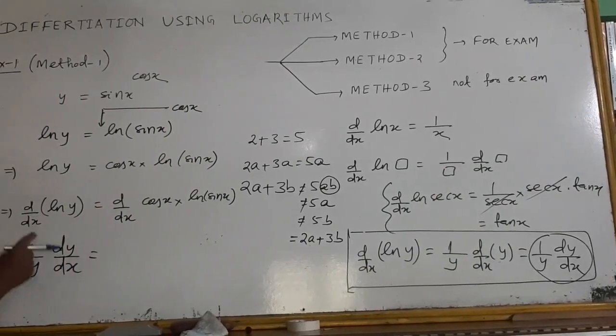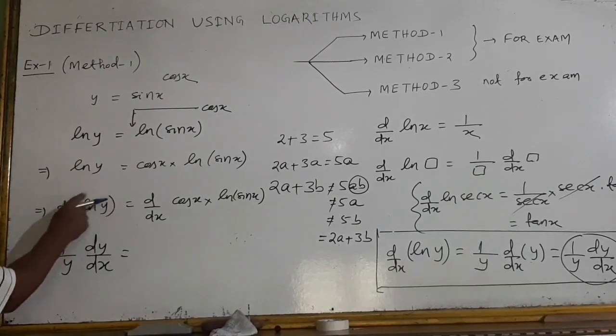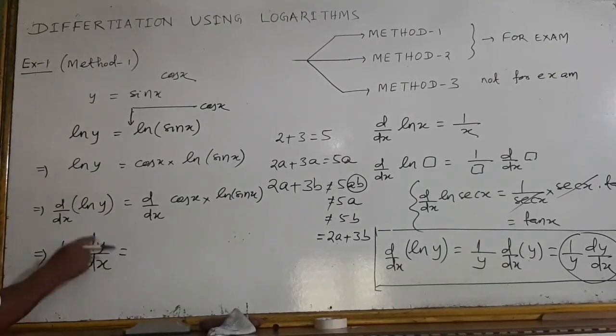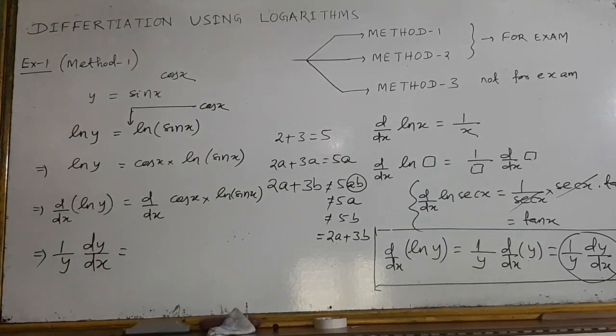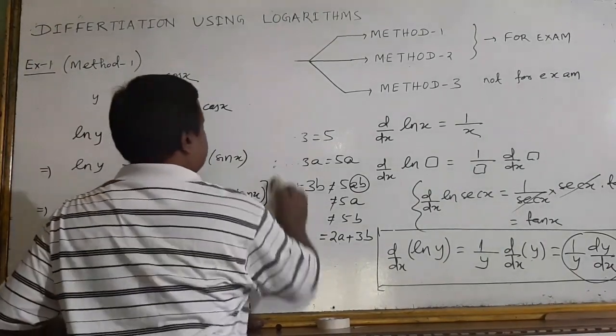Try to understand this. Y, here x. The answer will be ln y. 1 by box means 1 by y, into d by dx of that box. Box is what? Y. Then tell me what will happen here.